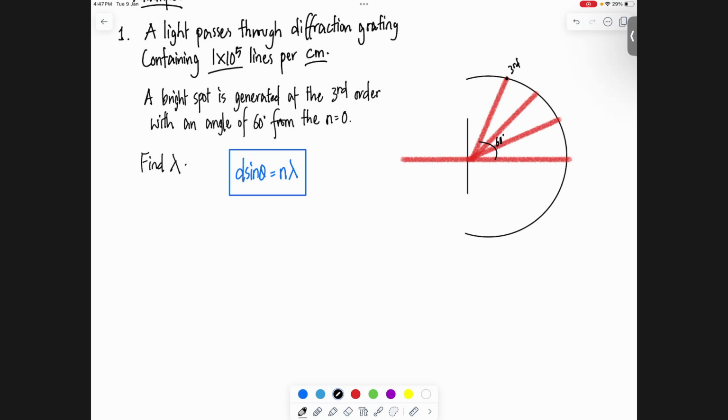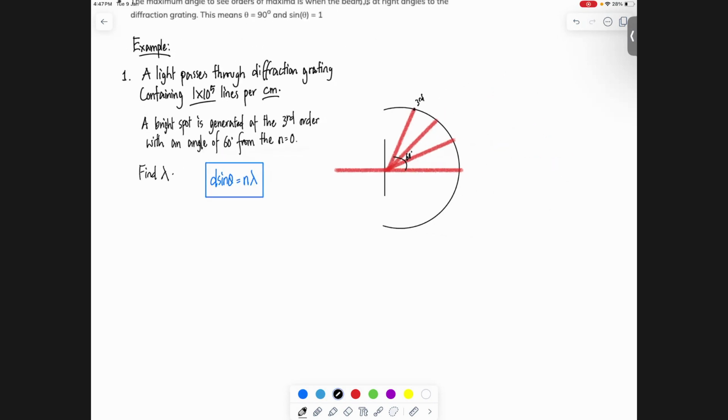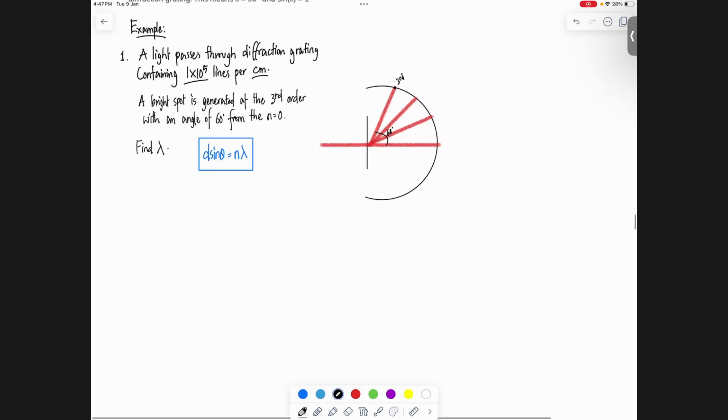10 to the power minus. That's it. 2.89 into 10 to the power minus 8, right?